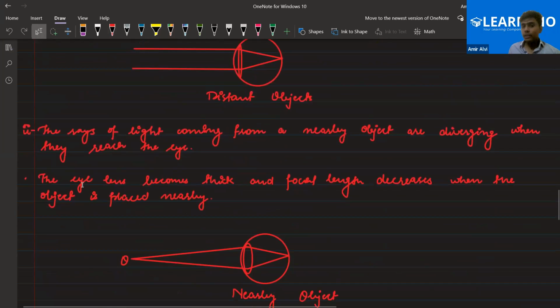And the eye lens becomes thick and the focal length decreases when the object is placed nearby. It means that when we have to focus on a nearby object, our eye lens will become thick, right? And when the object is very far away from the eye, the eye lens would become thin. Am I clear? Clear, Maha, Ibad, Harshit, Galvin, Faizan, and Sumaya?